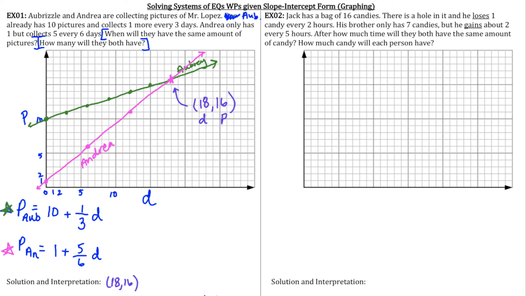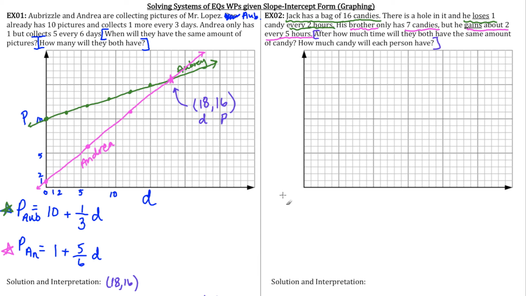slightly different. So Jack has a bag of 16 candies, so underline Jack. And he loses 1 every 2 hours. Now his brother has 7, but he gains 2 every 5 hours. Okay, and the question is, well, let's put that in purple. So after how much time will they both have the same amount of candy, and how much candy will each person have? Cool.